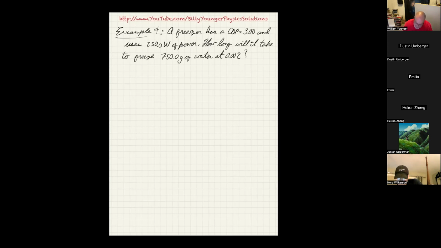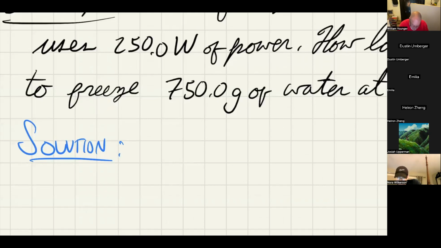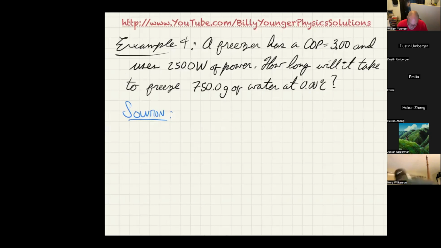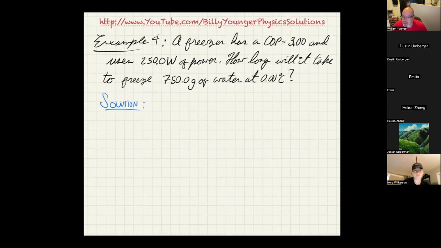Okay. So you see what's happening. We're considering a freezer that has a coefficient of performance of 3.00, and we know that it actually uses 250 watts. I don't know why I drew that like I had a stroke, but evidently that was one of the things I did. So yay for me. All right. So the freezer uses 250.0 watts. And from that, we'd like to figure out how long it is going to take 750 grams of water at 0 degrees Celsius to freeze.